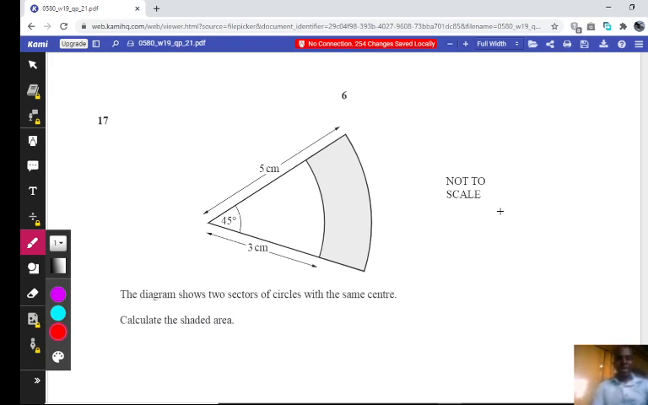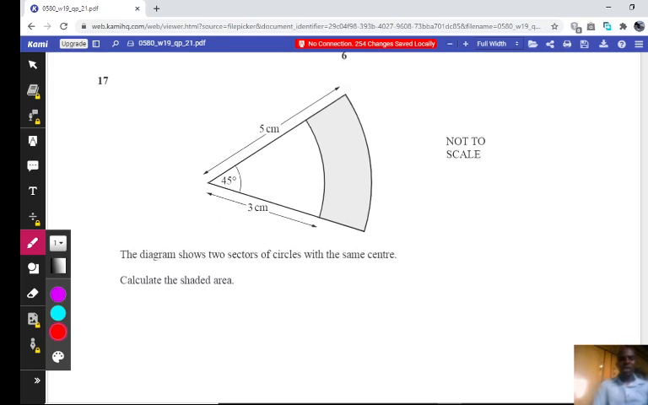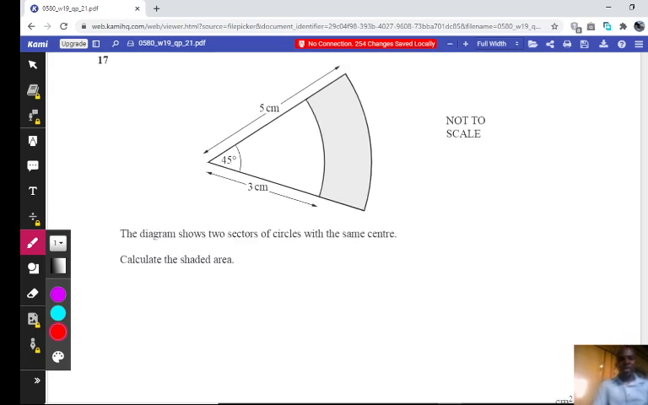Calculate the shaded area. To find the shaded area, you just say area of the bigger sector minus area of the smaller sector. Then you are done. So bigger sector, you say area of a sector is theta over 360 times area of a circle, which is pi r squared.